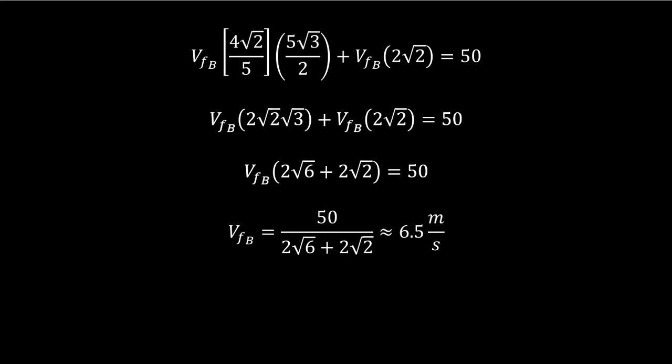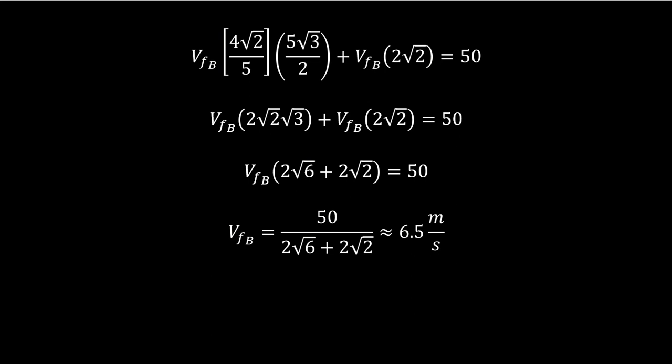Solving for that unknown, essentially simplifying things. What we have on the right half, there's 5 in the numerator and 5 in the denominator. They cancel out, and 4 divided by 2 would just be 2. That leaves final velocity of B times 2 square root 2 square root 3 plus final velocity of B 2 square root 2 equals 50.